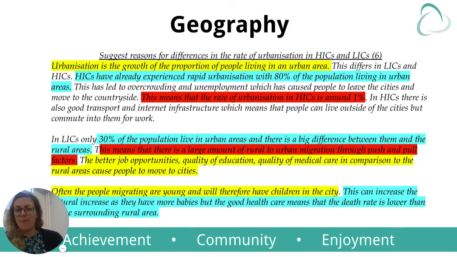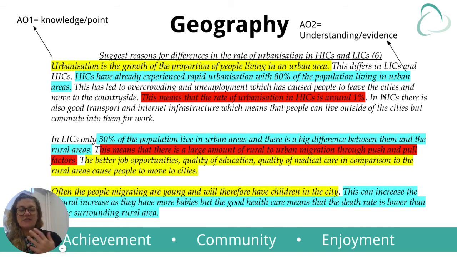So, for example, I've colour-coded the different assessment objectives here, showing how they would pick up their marks over the course of this answer. This first bit here, urbanisation, the growth of the proportion of people living in urban areas, is going to be your point, your knowledge. They're saying, this is what I know urbanisation means. Then you've got here, HICs have already experienced rapid urbanisation with 80% of population living in urban areas. That is the AO2. They're showing evidence and understanding that they know how that links to the question.